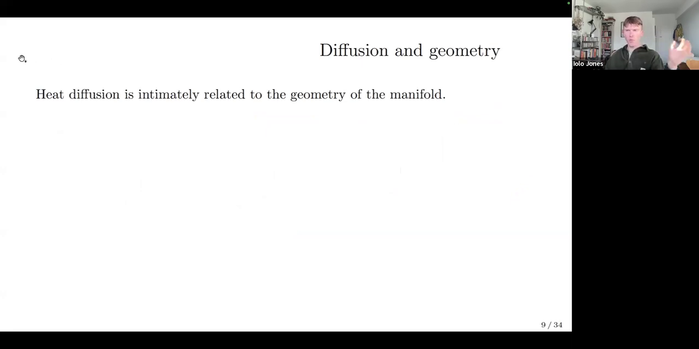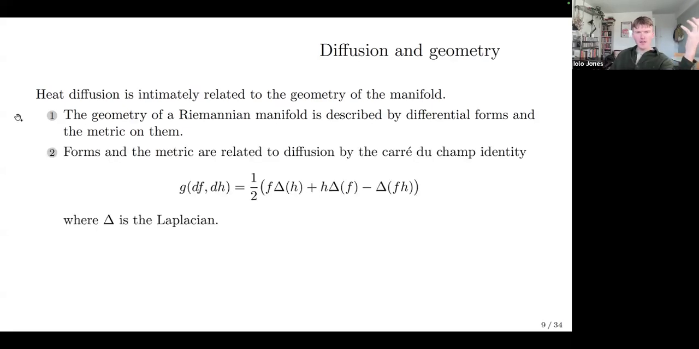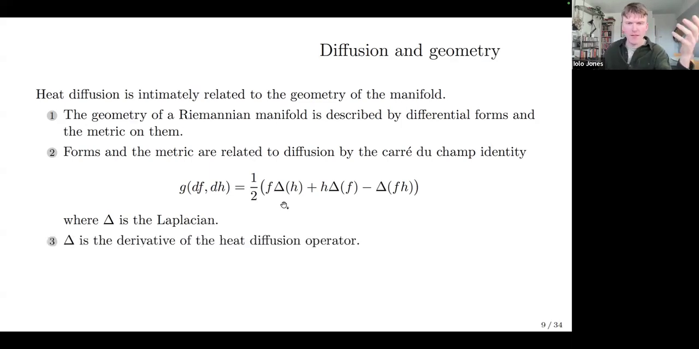Okay, so what concretely is that relationship with geometry? So there is this very clear connection. I think the best way to think about it is that geometry on manifolds we describe using the language of differential forms and vector fields, differential forms and the metric on them specifically. The really fundamental thing that lets us make this bridge is this identity called the Carré du Champ identity that relates on the left-hand side, the metric of df and dh, the one forms, with on the right-hand side, the Laplacian, where the Laplacian's the derivative of the heat diffusion.